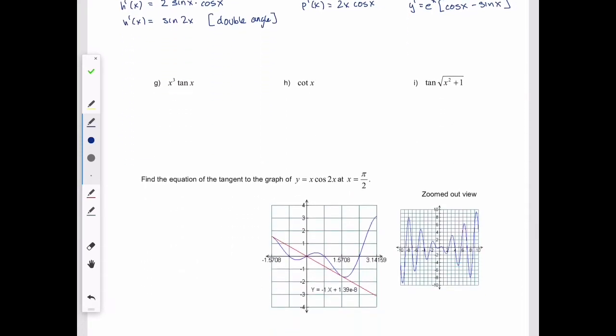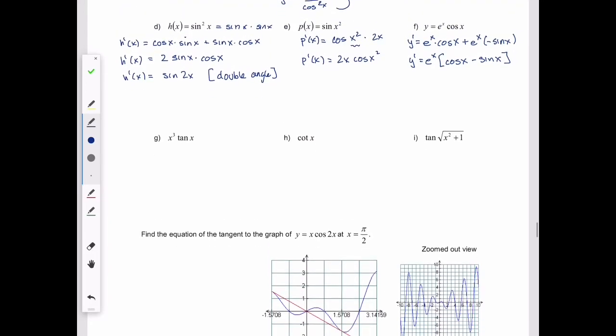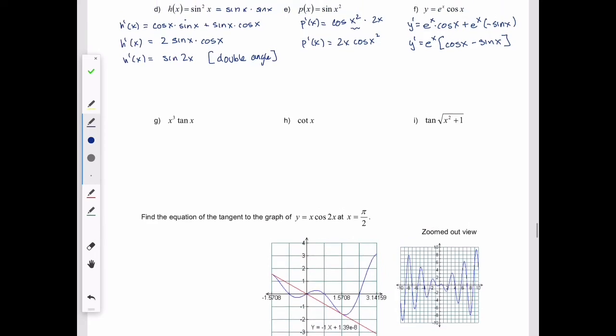Example G. I don't have this as an equation, so I'm just going to put f of x, right? So if you want, you can call that f of x just to make it easier. You can do that for all of them.